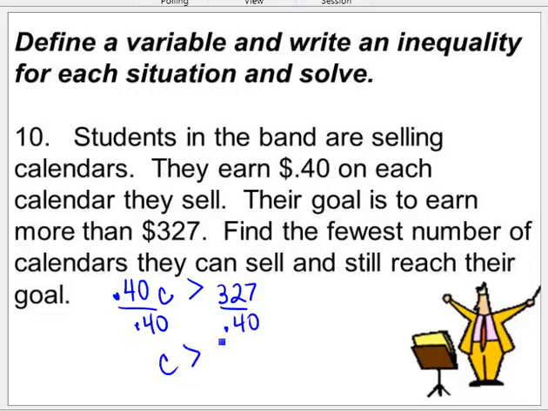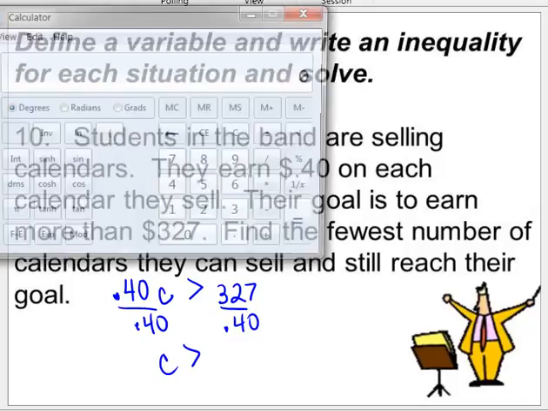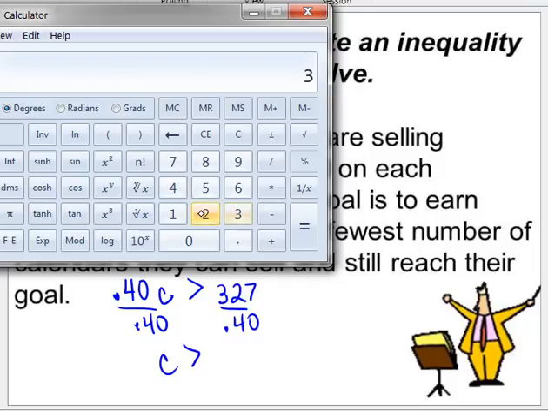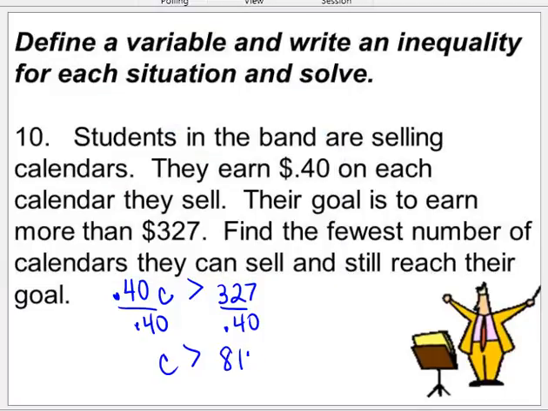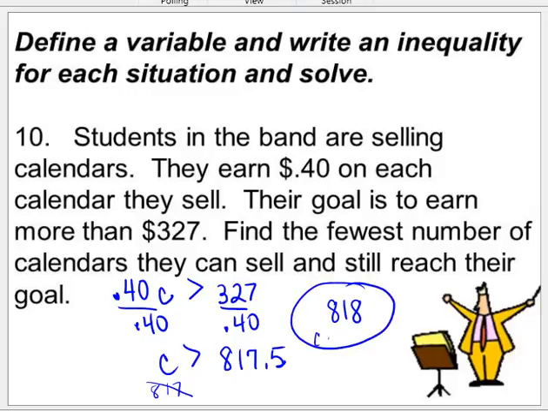C ends up giving us, C is greater than, we could go ahead and divide that out using our calculator. $327 divided by 0.40 gives us 817.5. Now we're not going to sell half of a calendar. So that means that the smallest number of calendars that we could sell has to be 818. If we only sell 817, that would not be greater than 817.5. So they must sell 818 calendars.